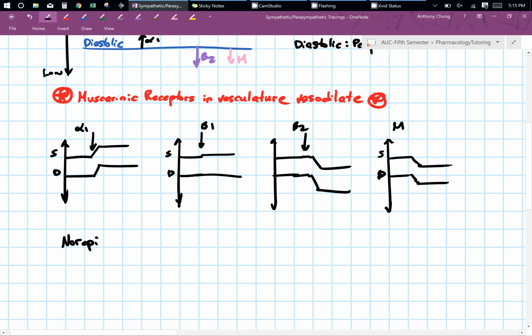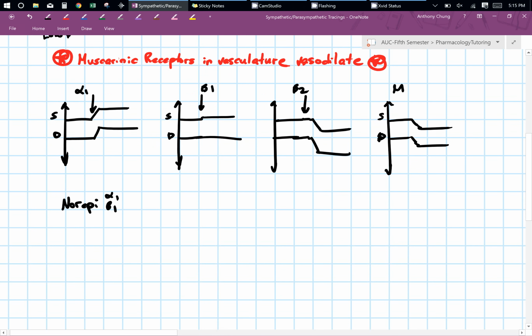So norepinephrine affects several types of receptors. It affects an alpha-1 receptor and a beta-1 receptor. Now that you know the basic concepts of how to do this, you can deduce what norepinephrine would do. Norepinephrine is alpha-1, so it's like this guy over here. I'm just going to draw a little star over here just so that you can see it. And then the beta-1 is over here. All you have to do is add them up.